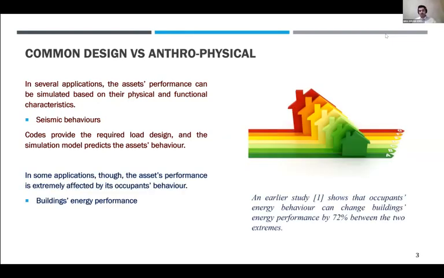But in many applications, like energy behavior inside the buildings, the occupants in the building are affecting the behavior of the building significantly. For example, a study, I think it was in 2021 in Australia, in university buildings, showed that people inside the building, like the students using their classrooms or their project rooms, have the potential to affect the energy consumption of the room by increasing the temperature on the thermostat or opening the window or similar, by 72% between the two extremes.